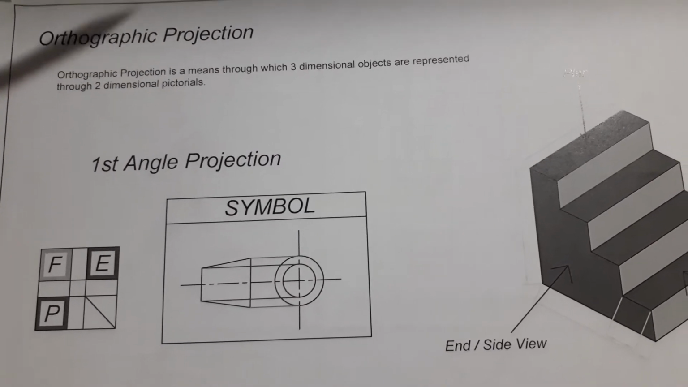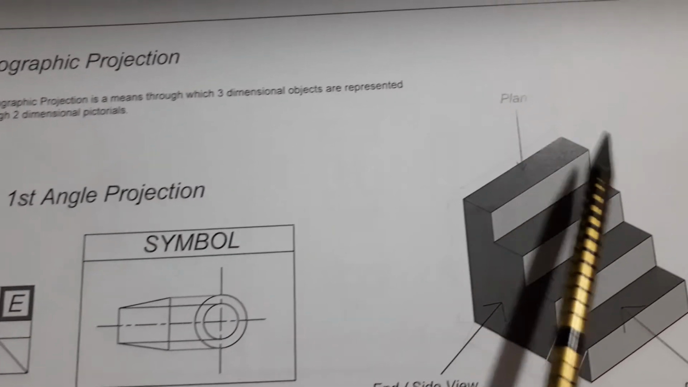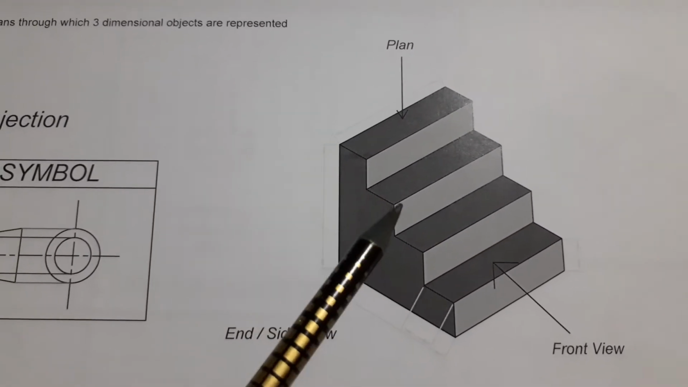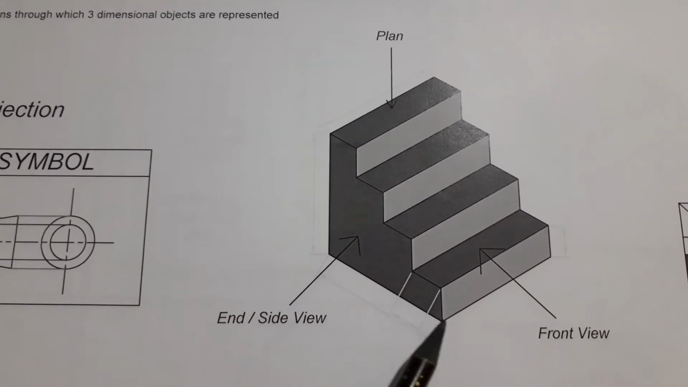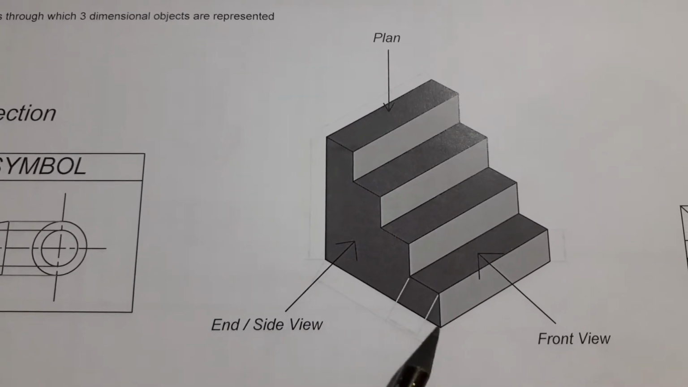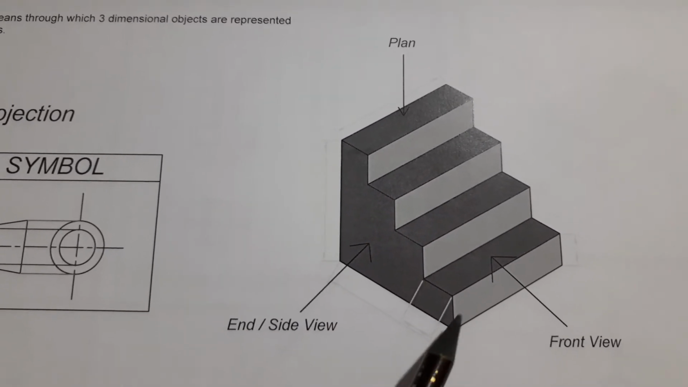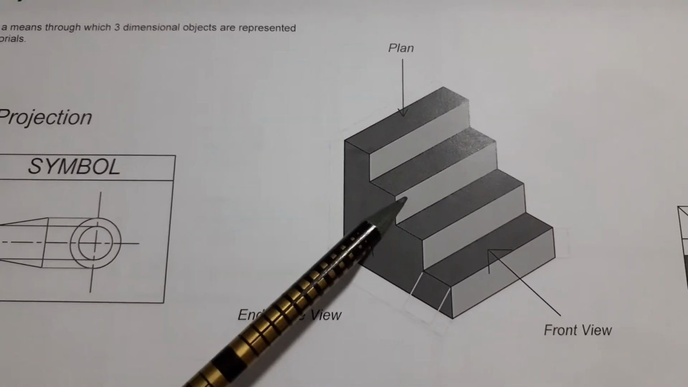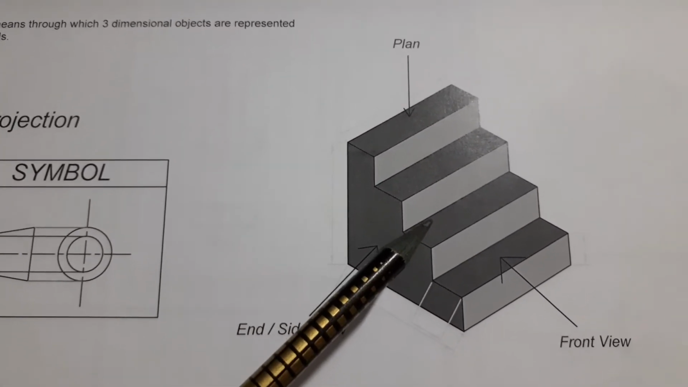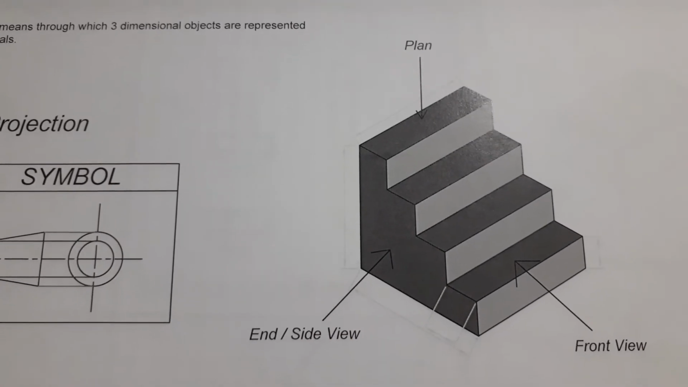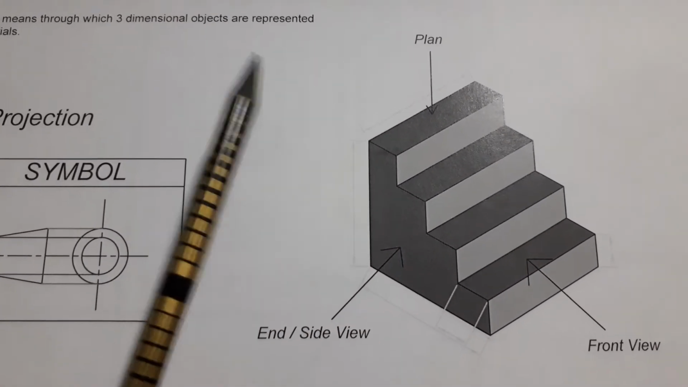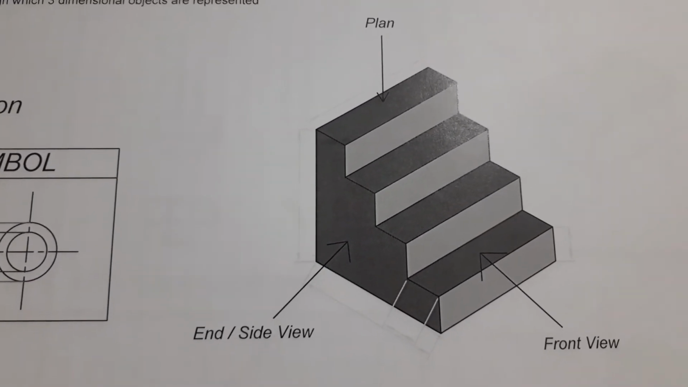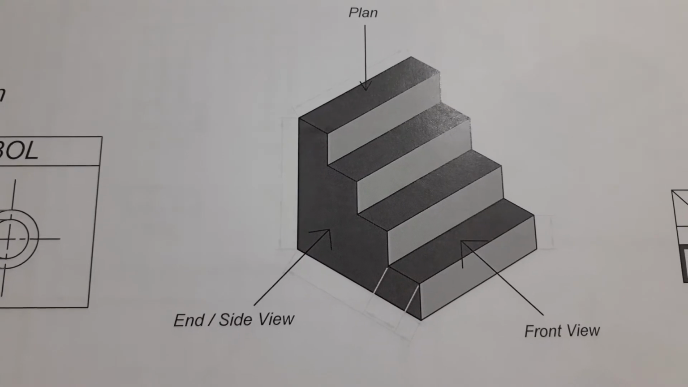So, let's say we have this 3D diagram, right? These steps. These are in isometric projection. How do I know? Because it's 30 degrees by 30 degrees. Okay? And it can be clearly seen that it is a 3D diagram. Now, let's say we have this isometric drawing and we need to apply orthographic projection to it.